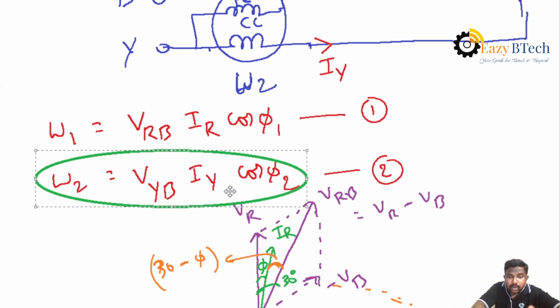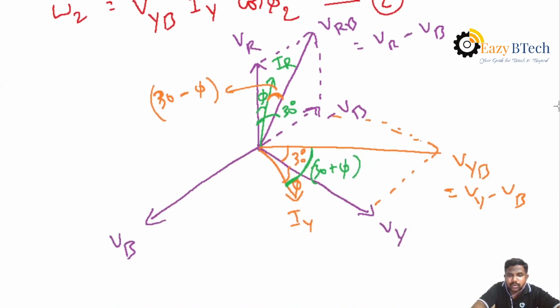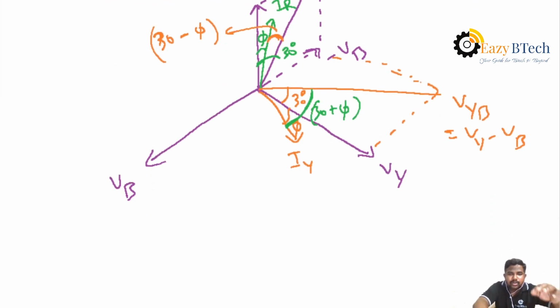That's why we require the angle difference between IY and VYB. That's why in the phasor diagram we have to calculate the angle between the quantities. That is 30 minus 5 angle, 30 plus 5 angle. According to the phasor diagram, we can derive our required power factor equation.